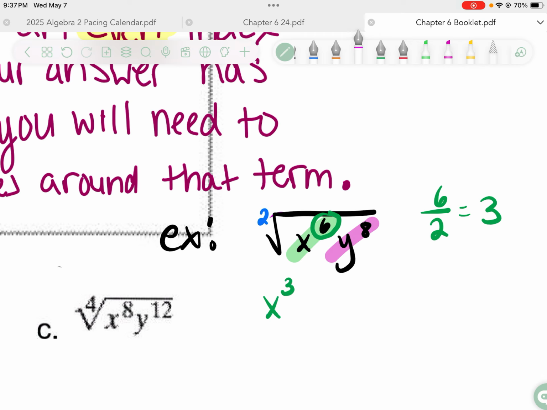And then we do the same thing for y. You take the exponent and you divide it by the index, which is 2. So y to the 4th.